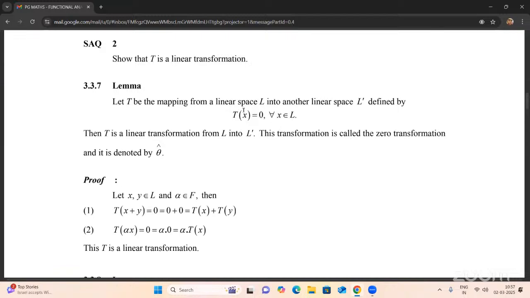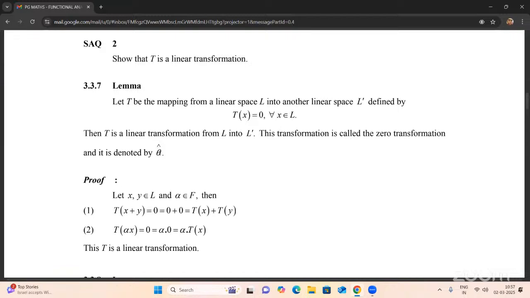Now here the defined relation is T of x equals 0. Here T is a linear transformation from L into L dash. This transformation is called the zero transformation, the zero mapping. T of x equals 0. The zero transformation is denoted by 0 cap, or theta cap. It is read as 0 crown, 0 cap, whatever it is.